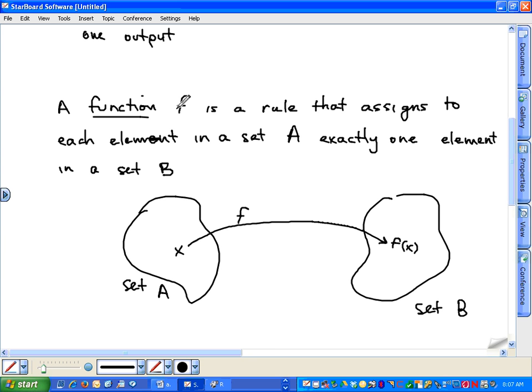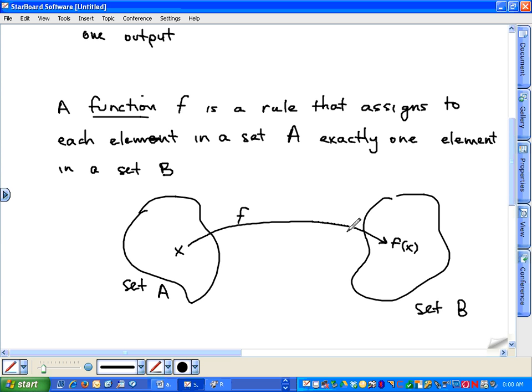A function f, what part of this drawing represents the function? The line. Okay. Now what is the function going to be? It could be anything. It could be x squared, it could be 2x minus 5, it could be a quadratic function. Anyway, it's a rule that assigns to each element in a set A. So here's an element. The function took that element from set A, plugged it into the rule of the function, and what did it do? Give us a new element in set B.